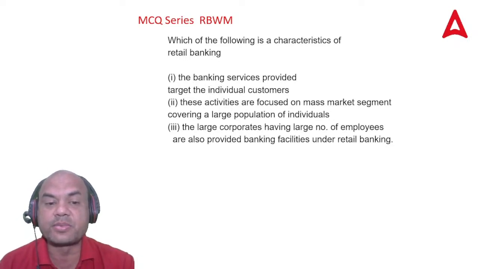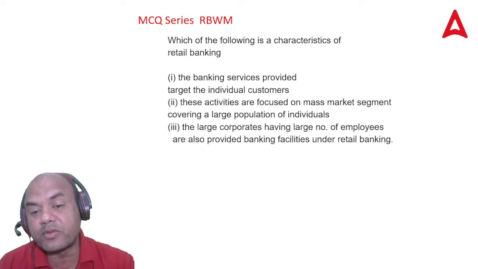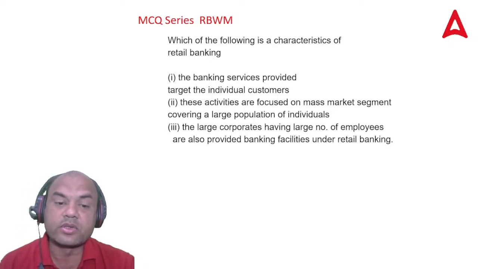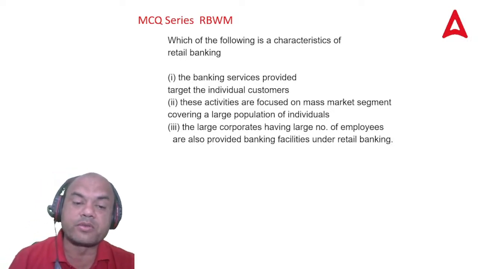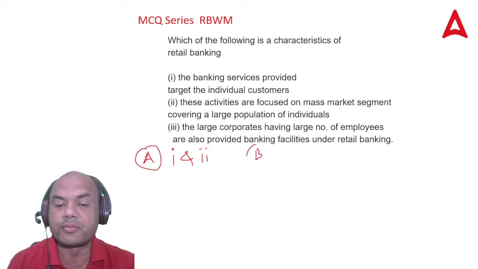Only 3 options have been given. One: the banking services provided target the individual customers. Two: the activities that are focused on the mass market segment covering a large population of individuals. Three: large corporates having a large number of employees are also provided banking facilities under the corporates. So the option will be either 1 or 2 or all of them. I'll give you 2 options: A is 1 and 2, and B is all of them. So what is the answer?